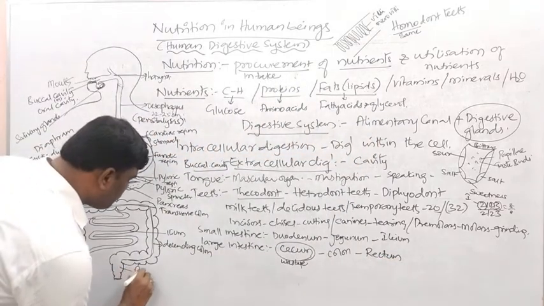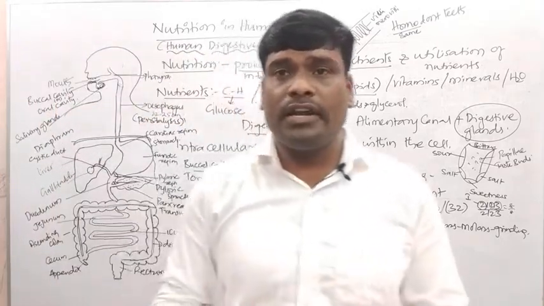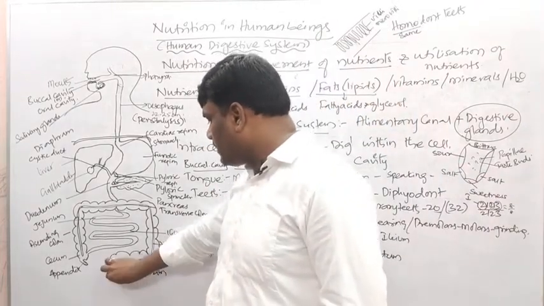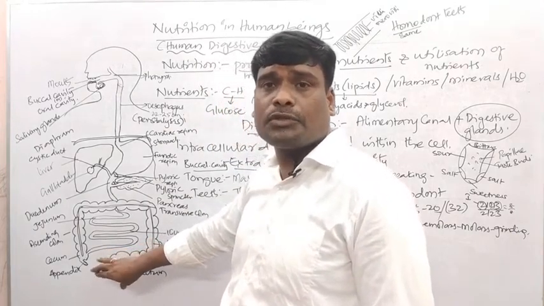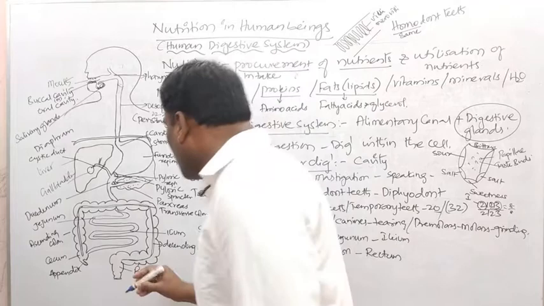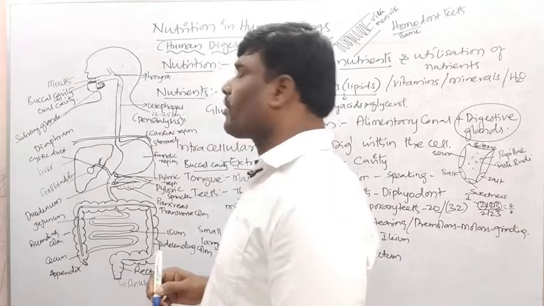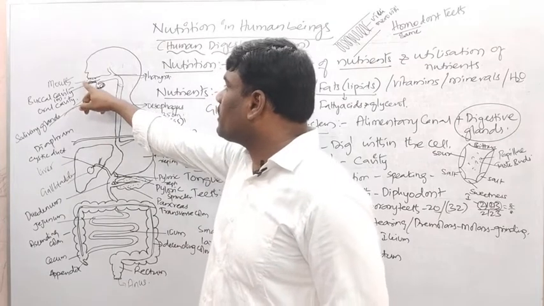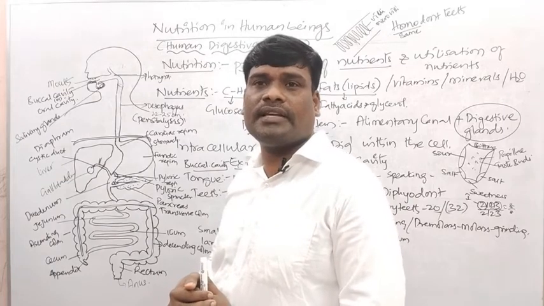Here in the rectum, undigested food materials are temporarily stored, and when this bag or sac-like structure is completely filled with stool or fecal matter, it is expelled outside through the anus. This is the anus. So our alimentary canal begins with the mouth and ends with the anus. So this is the complete alimentary canal, children.